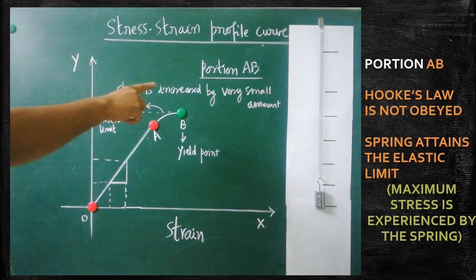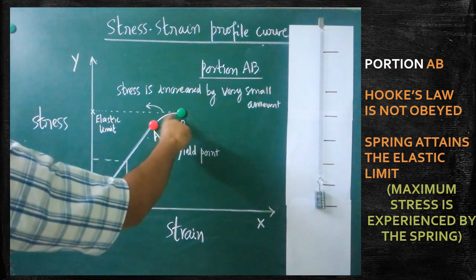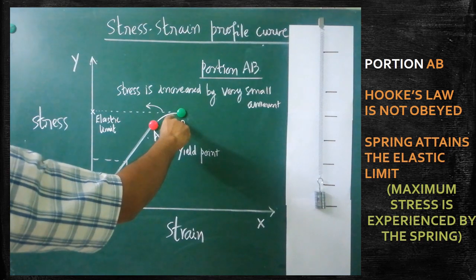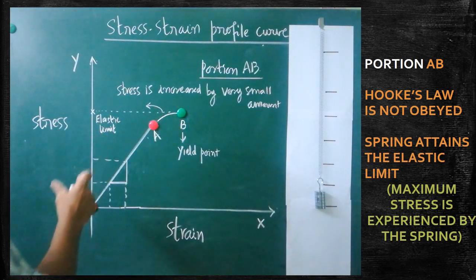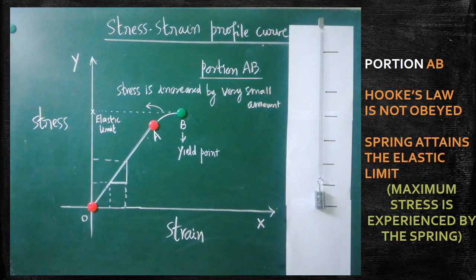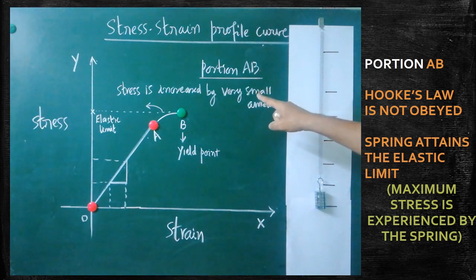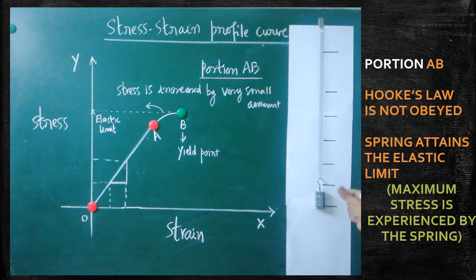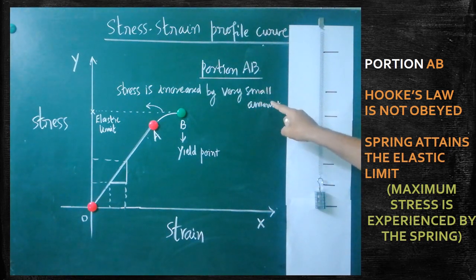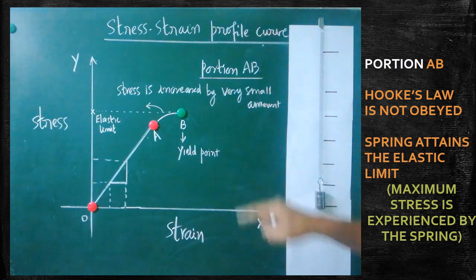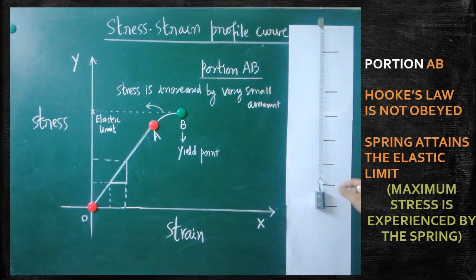Now, we are going to see what happens in the portion AB. We are going to analyze what happens between the stress and strain in the portion AB. Look at the same arrangement. Here almost maximum load is added. If further load is added, what will happen? If one more 50 gram is added, the stress will increase by a very small amount, but the strain is more. A little amount of stress causes a greater variation in the strain.